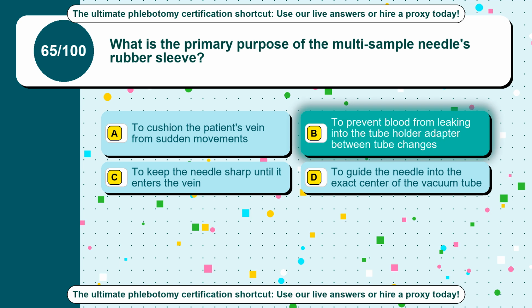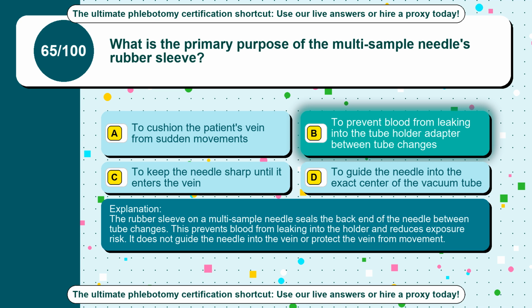The correct answer is option B. To prevent blood from leaking into the tube holder adapter between tube changes. The rubber sleeve on a multisample needle seals the back end of the needle between tube changes. This prevents blood from leaking into the holder and reduces exposure risk. It does not guide the needle into the vein or protect the vein from movement.